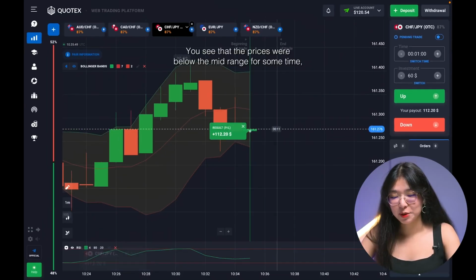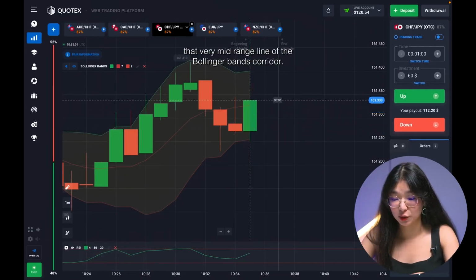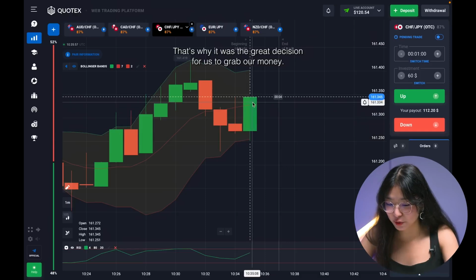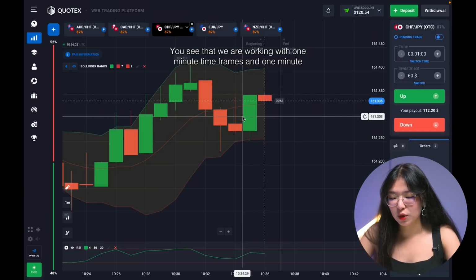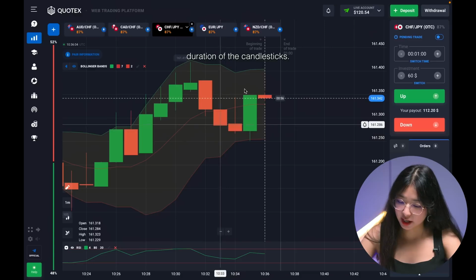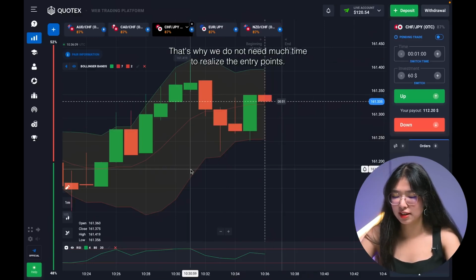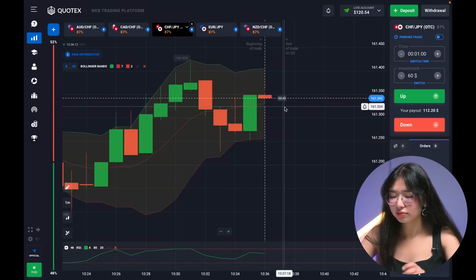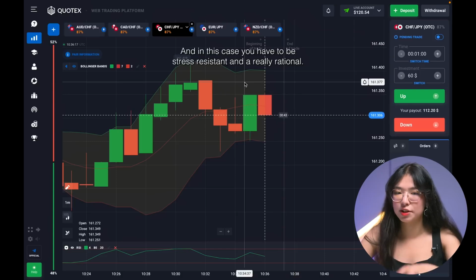So guys, you see that the prices were below the mid-range for some time, that mid-range line of the Bollinger Bands corridor, and that's why it was a great decision for us to grab our money. You see that we're working with a 1 minute time frame and 1 minute duration of the candlesticks. That's why we don't need much time to realize the entry points, guys. In this case, you have to be stress resistant and really rational.